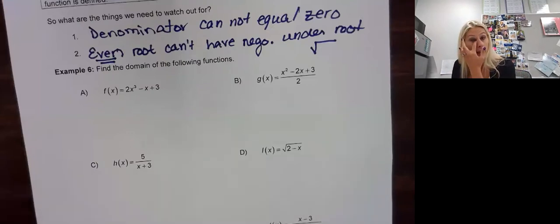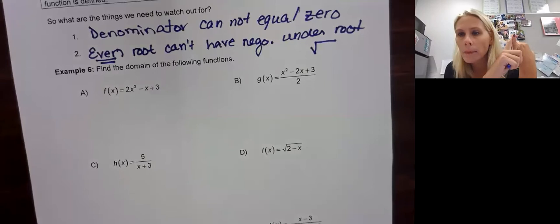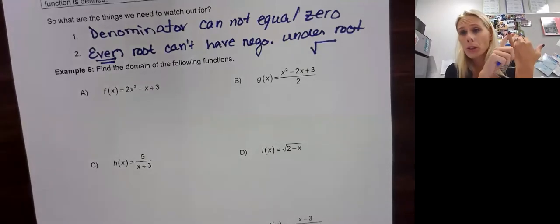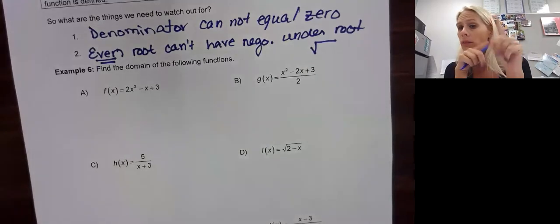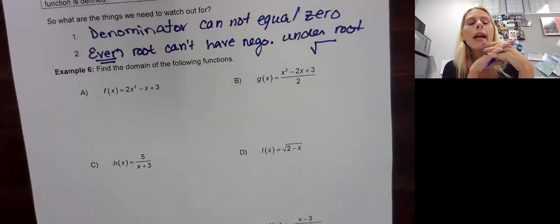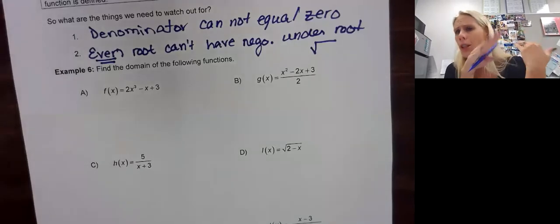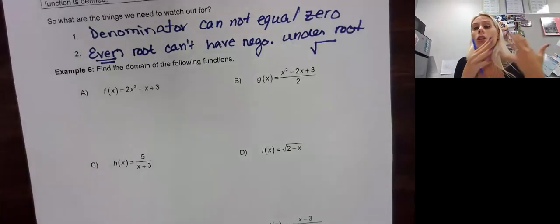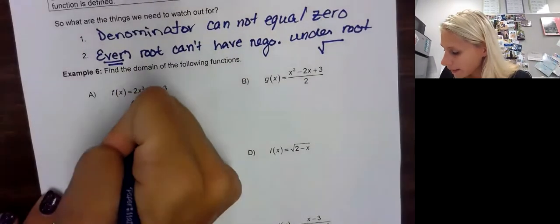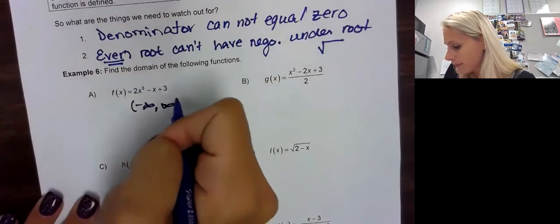So for A, we have f of x equals 2x cubed minus x plus 3. Well, do we have a denominator? Technically we do, but the denominator is not there, which means it's the value of 1. So we're good. And do we have an even root? Well, I don't even see a square root or cube root. I don't see the root sign at all. So we have neither one of those. So automatically negative infinity to infinity. Okay.